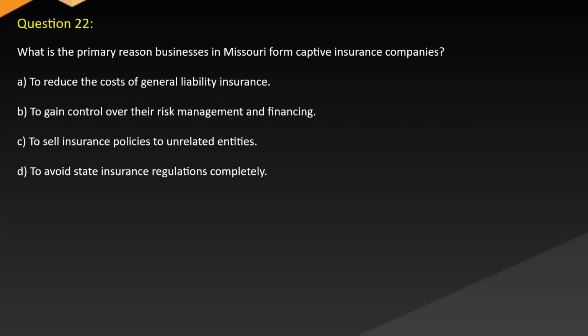Question 22. What is the primary reason businesses in Missouri form captive insurance companies? A. To reduce the costs of general liability insurance. B. To gain control over their risk management and financing. C. To sell insurance policies to unrelated entities. D. To avoid state insurance regulations completely.